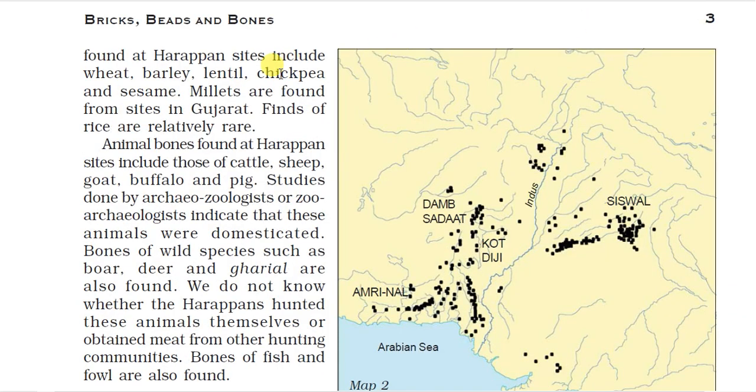So they are using wheat, barley, lentil, chickpea, and sesame. And in some parts of Gujarat, we have also found millets. Now, how do we know that these were grown and cultivated and consumed? We have got charred seeds.